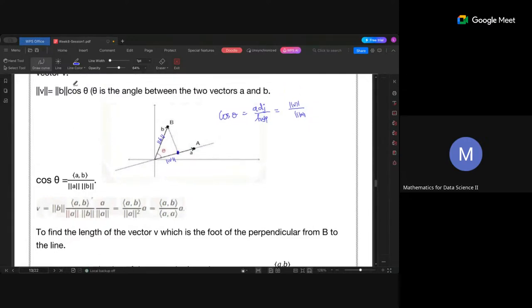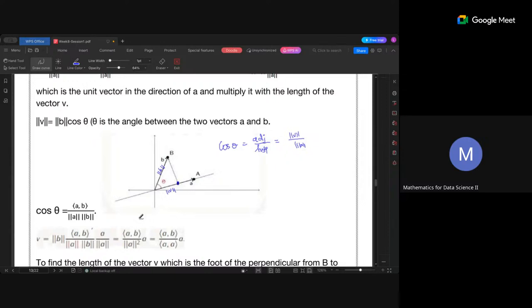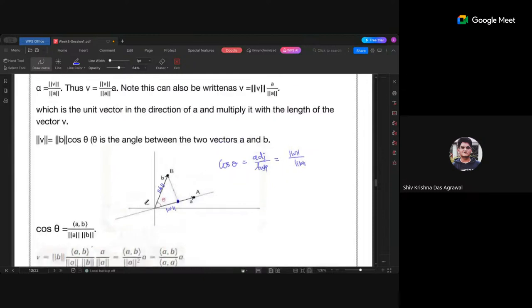Norm B into cos theta. Norm B into cos theta, you have substituted this value here. And what is the next step you have done? Norm B cos theta. Why is there an A by norm A here? Because that V is A by norm A from the above definition.